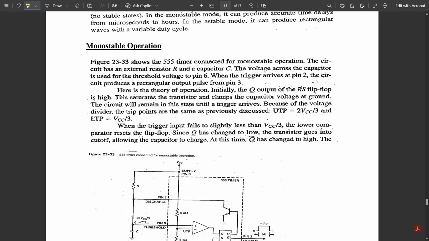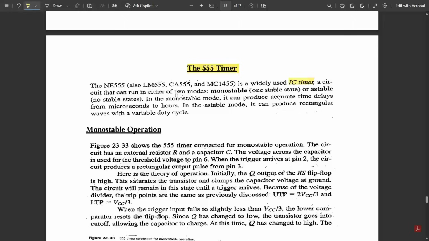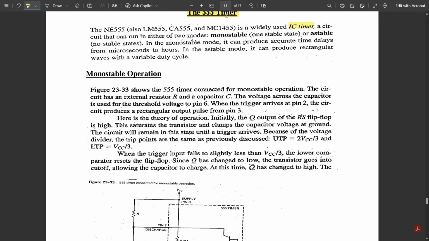So firstly let us start with the basics of the 555 timer. The NE 555, also LM 555, CA 555, MC1455 is a widely used IC timer. So these are the alternate names given to this 555 timer. Initially it is called the NE 555 timer. It is a circuit that can run in either of two modes. So we have two modes of operation in this.